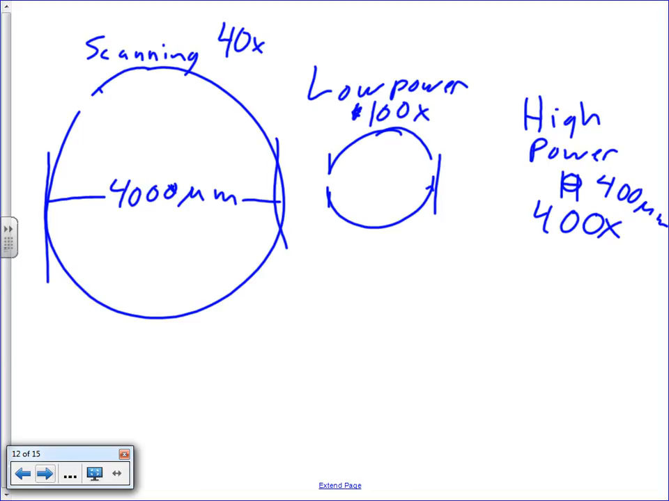Okay, so when I look through the scanning power lens, it magnifies what I look at by 40 times. So whatever I look at is 40 times larger than it appears normally. The circle that I can see, which we call our field of view, or FOV, is 4,000 micrometers. You're probably thinking, what the heck is a micrometer? Well, a micrometer is 10 to the minus 6 meters.